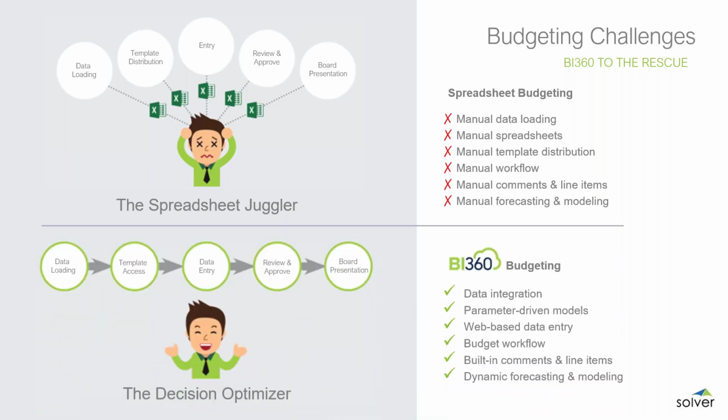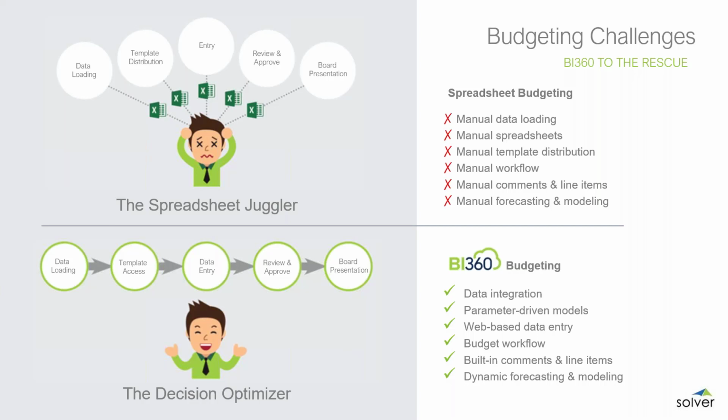Now, in terms of BI360, we can automate the whole budgeting process from start to finish. That includes automating the data loading. As you saw in the previous slide, we can pull data from any data source into the BI360 data warehouse. We can have parameter-driven models, so we can create templates that are published through the BI360 portal, where end users or budget contributors, as I will call them throughout this session today, can log into the portal and enter in their budgets. It's web-based data entry.